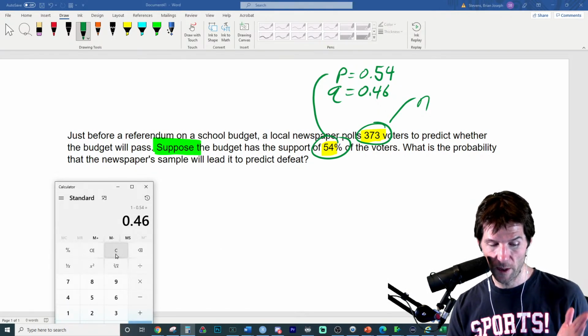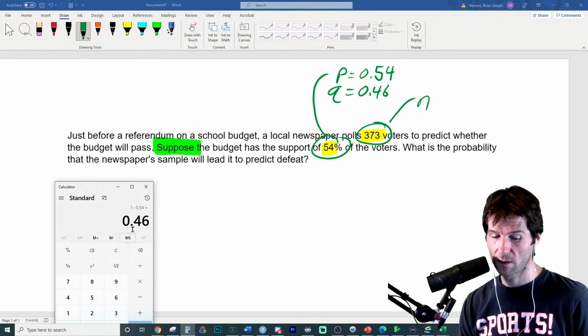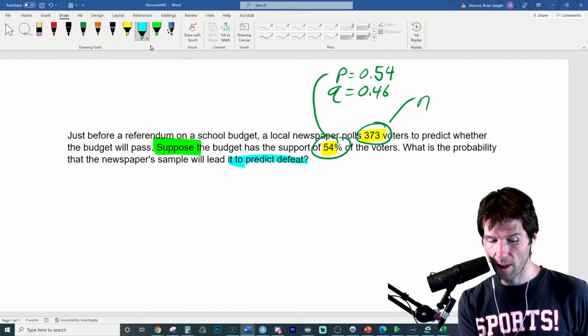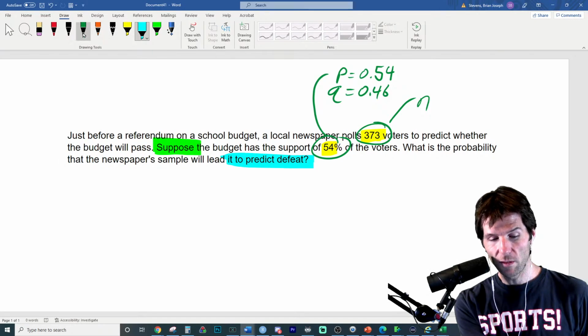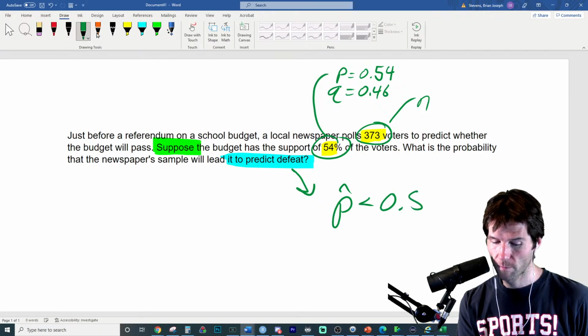So we just take 1 minus P and we get Q. It's the complement. If you know that, you're right there. You got this. The hard part about this question, though, is that it says, suppose, what is the probability they predict defeat? And predicting defeat means we would see in a sample that a sample proportion would have less than 50%.